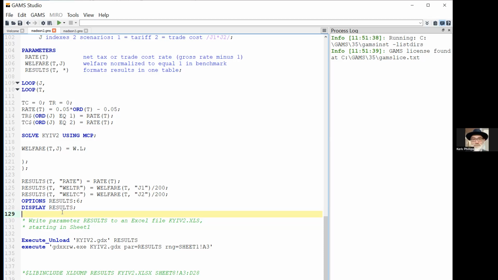results. But this is the code. The last two lines are the code for dumping this two-dimensional parameter, this little matrix, into an Excel file. And this uses a utility called GAMS Data Exchange, GDX. And it's really quite powerful, but it's very, very hard to remember the notation for this. It drives me nuts. I have to look it up every time I do it. That changes too.